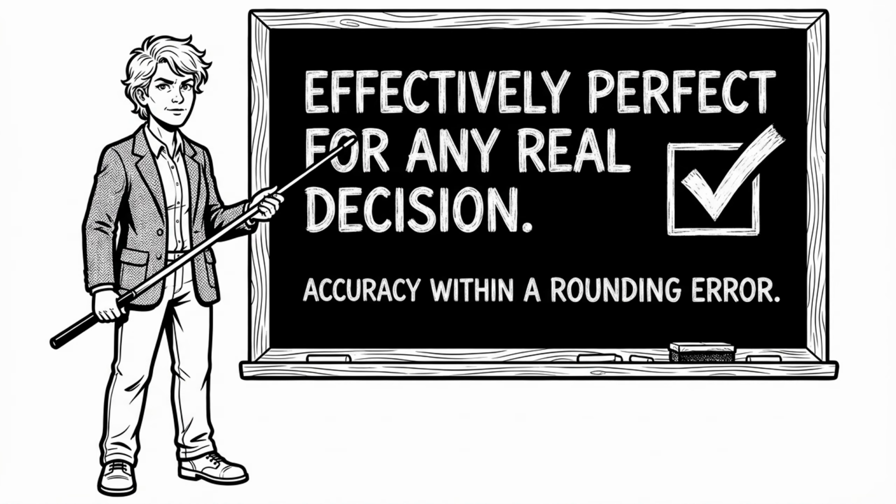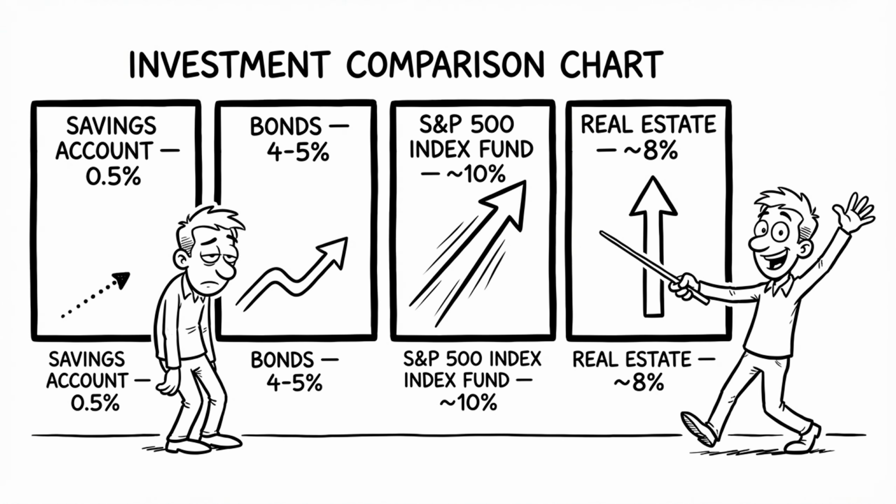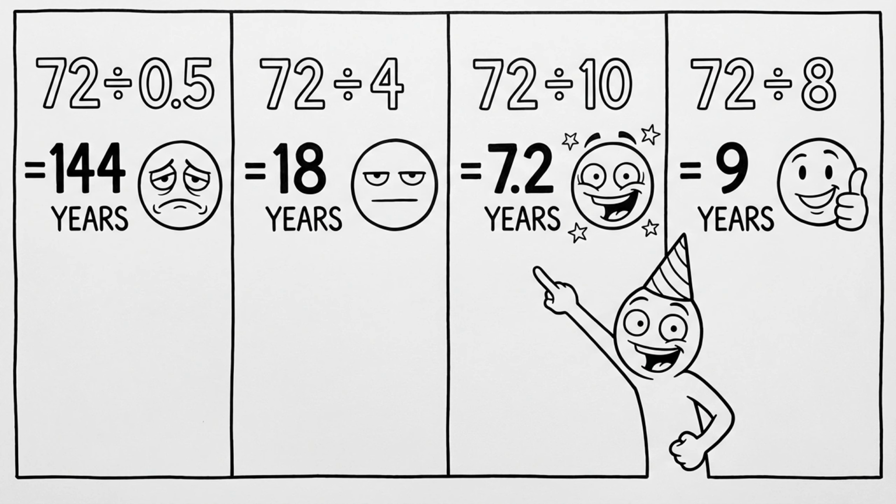The S&P 500 at its historical average of 10%. 72 divided by 10 equals 7.2 years to double. In 30 years, your money doubles 4 times. That's 16 times your original investment, from doing nothing except staying invested. Real estate at 8% appreciation. 72 divided by 8 equals 9 years to double. Solid, tangible, and understood.